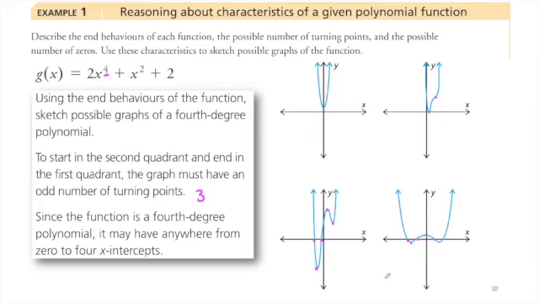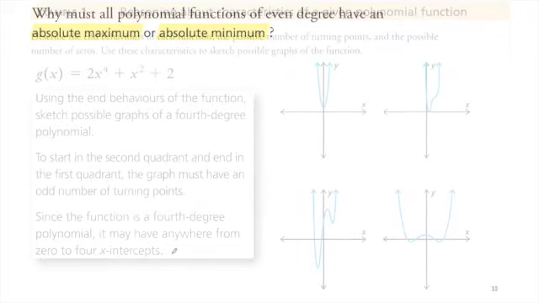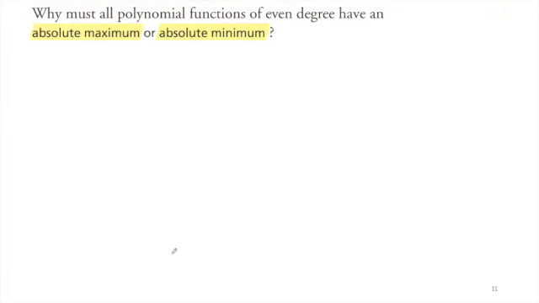Okay, again, we were just doing possible graphs of the function. These are not the exact graphs of the function. We are doing possible graphs of what this function could look like, using 3 turning points, 2 turning points, 1 turning point, or 0, 1, 2, 3, 4 x-intercepts.